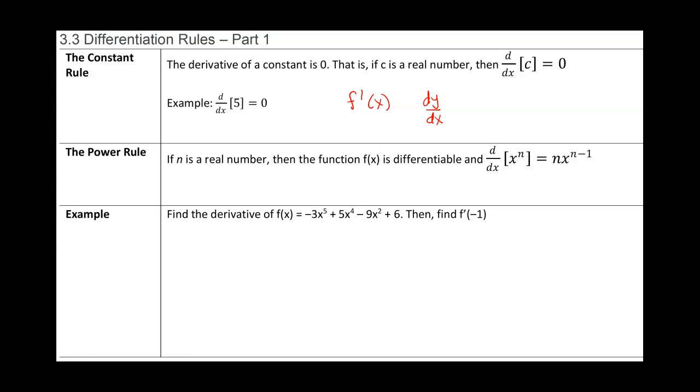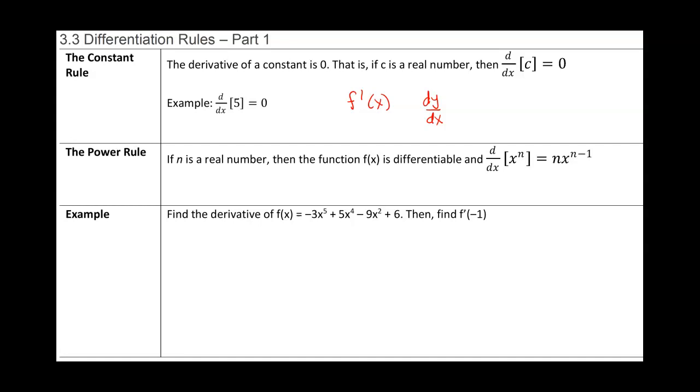Now, the first rule is that if c is a real number, then the derivative of c is equal to 0. So for example, the derivative of 5 is equal to 0. The derivative can also be given as f prime of x or dy/dx. We talked about its notation in chapter 2.